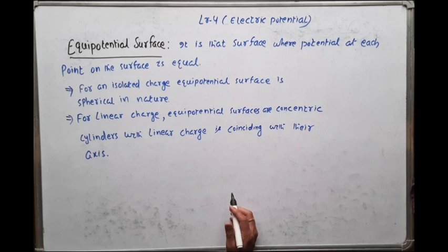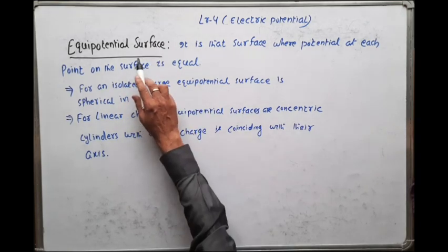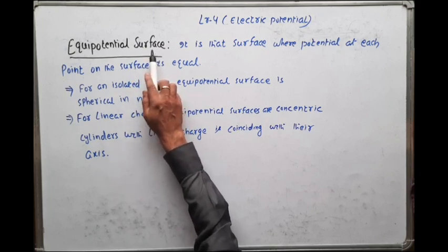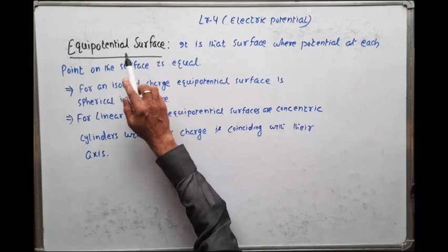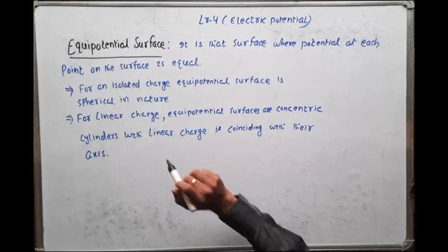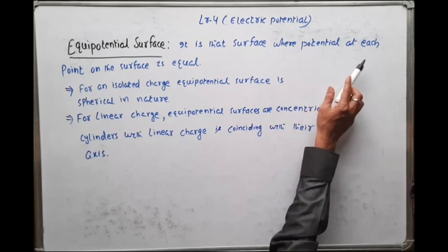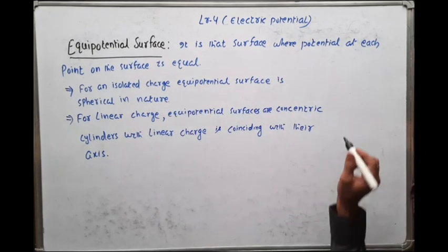So far we have already discussed the potential due to electric dipole, potential due to point charge, and we have solved some numericals. So, today we will start with equipotential surface. What do you mean by equipotential surface? From the name it indicates, it is a surface on which at each point potential is same. So this is the definition. It is that surface where potential at each point on the surface is equal.